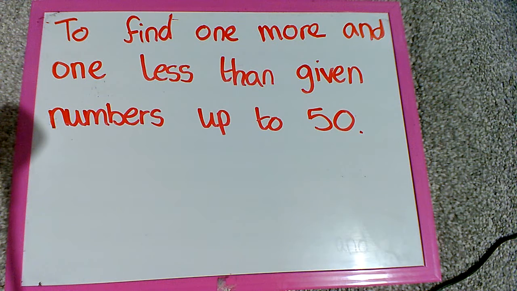So today we are looking at finding one more and one less than given numbers up to 50. You will be doing this by making links between your prior knowledge of one more and one less than given numbers up to 20, and you will also hopefully recognise that it is the ones column that changes most of the time, but not all of the time.